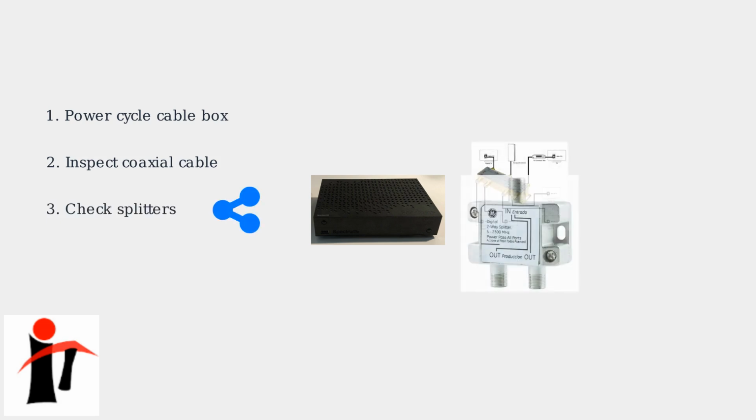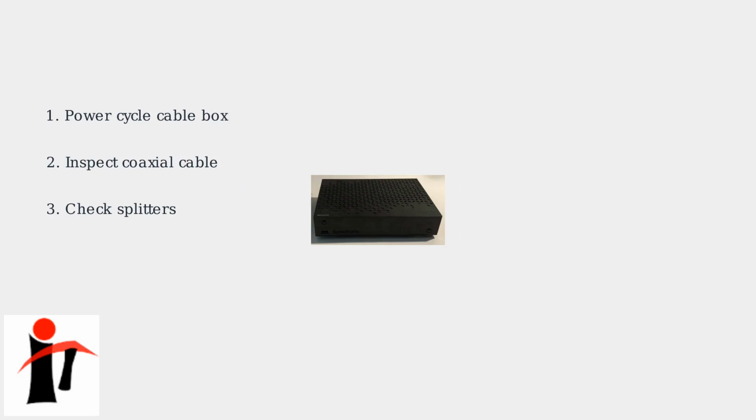Next, if you're using splitters to distribute the cable signal to multiple devices, examine those. Make sure they are correctly connected, with the input leg connected to the cable coming from the wall and the output legs connected to your devices. Check for any signs of corrosion or damage to the splitter itself. Consider replacing old or low-quality splitters with newer, high-quality RG6 rated splitters. Remember, splitters degrade over time and can significantly reduce signal strength.